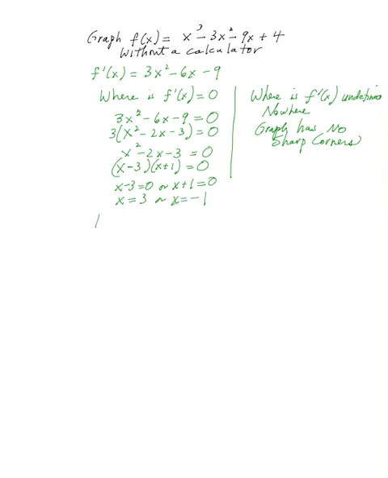So I know that f prime of 3 is 0, and f prime of negative 1 is 0, because I set the derivative equal to 0 and solved for x. So I know the graph has horizontal tangents at x equals 3 and x equals negative 1. Okay, those are my critical numbers. So all this work told me that my critical numbers are 3 and negative 1, and they're horizontal tangents there.